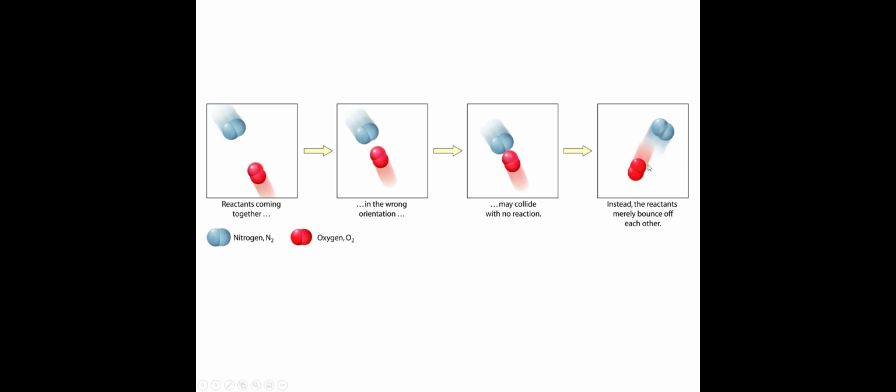And so the molecules just bounce off of one another. Since molecules are approaching each other from random directions, that means the vast majority of the time they are not going to collide in the right orientation. They have to hit just right.